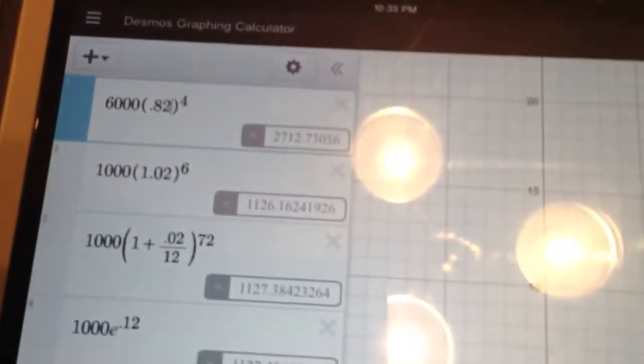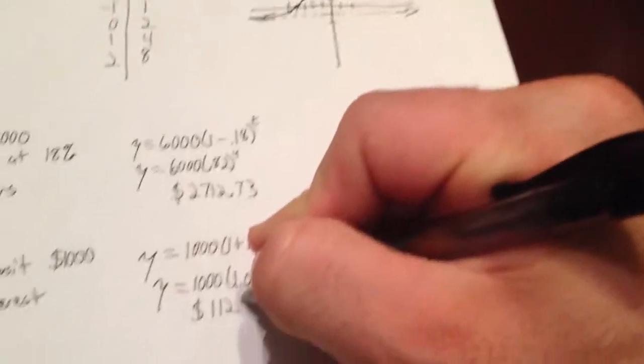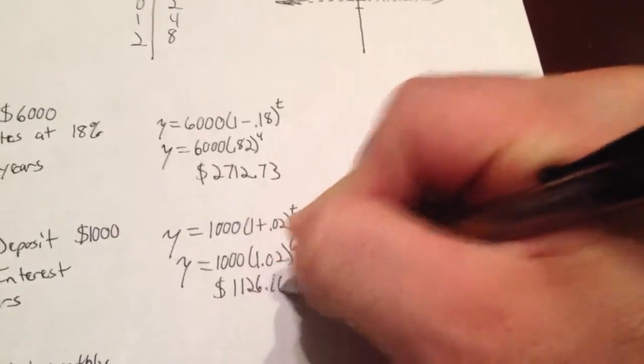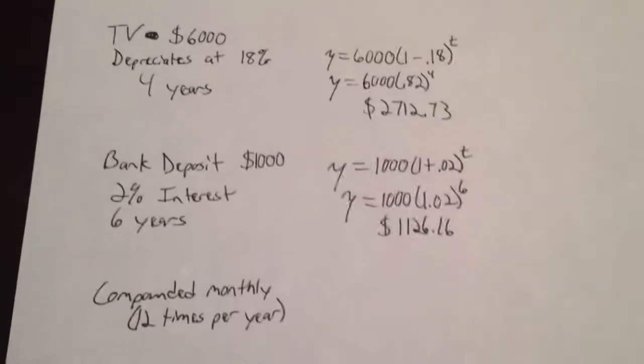And when we do that, we have $1,126.16. Not bad. Again, remember, we didn't do anything really to earn that money. I just put it in the bank and let it sit there.